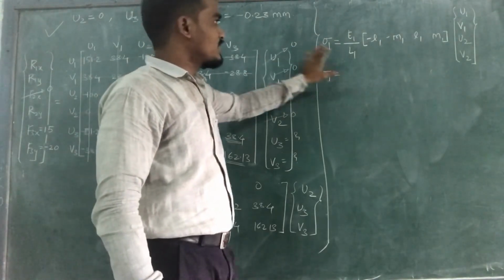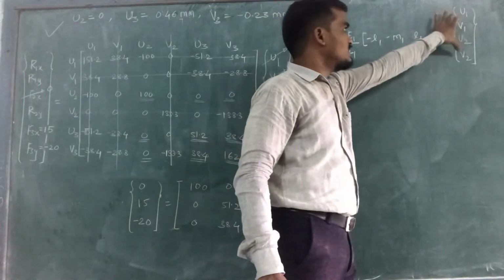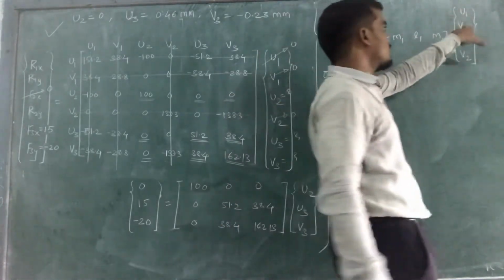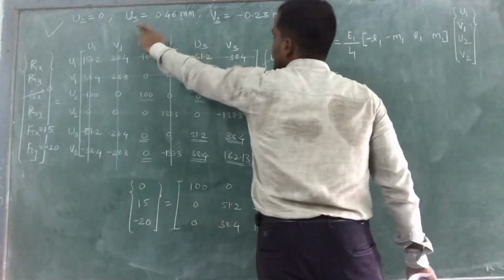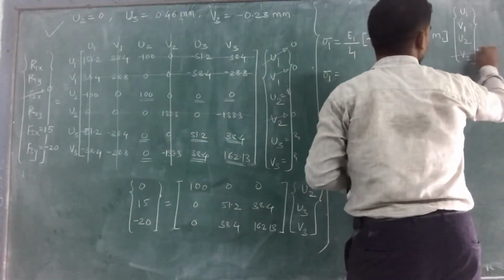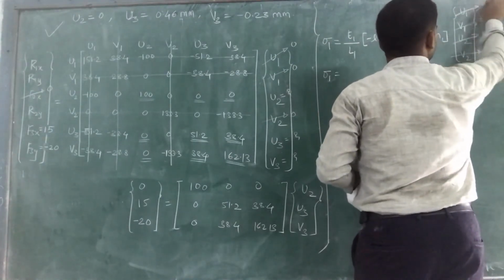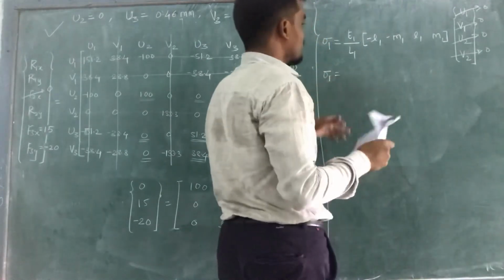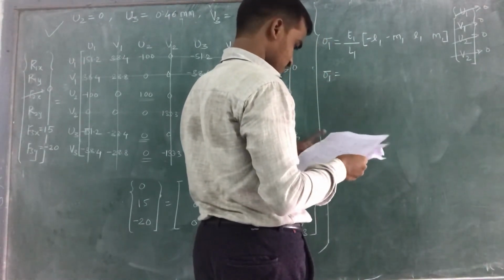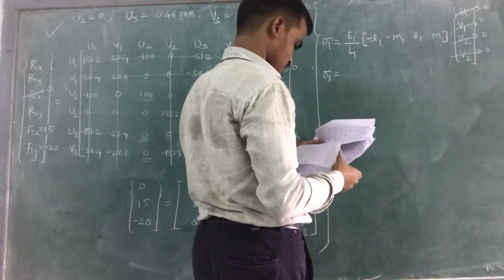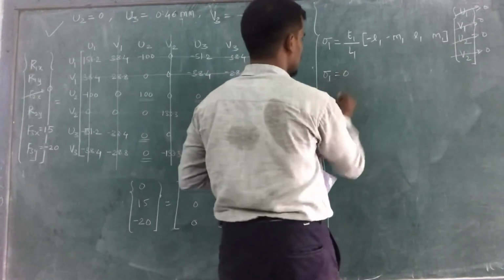Okay, so you will get L1 M1 L1 M1. Similarly U1 V1 U2 V2. These values are known because U1 V1 are 0, U2 is also 0, and V2 is also 0. So sigma 1 value will become 0. So sigma 1 is equal to 0.